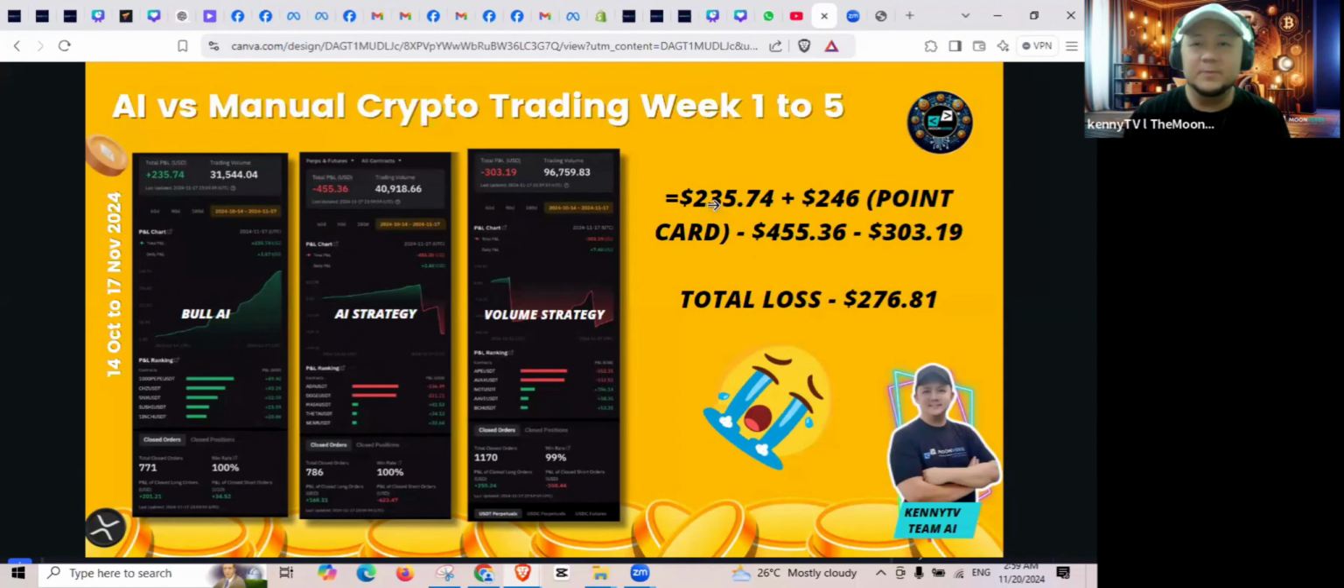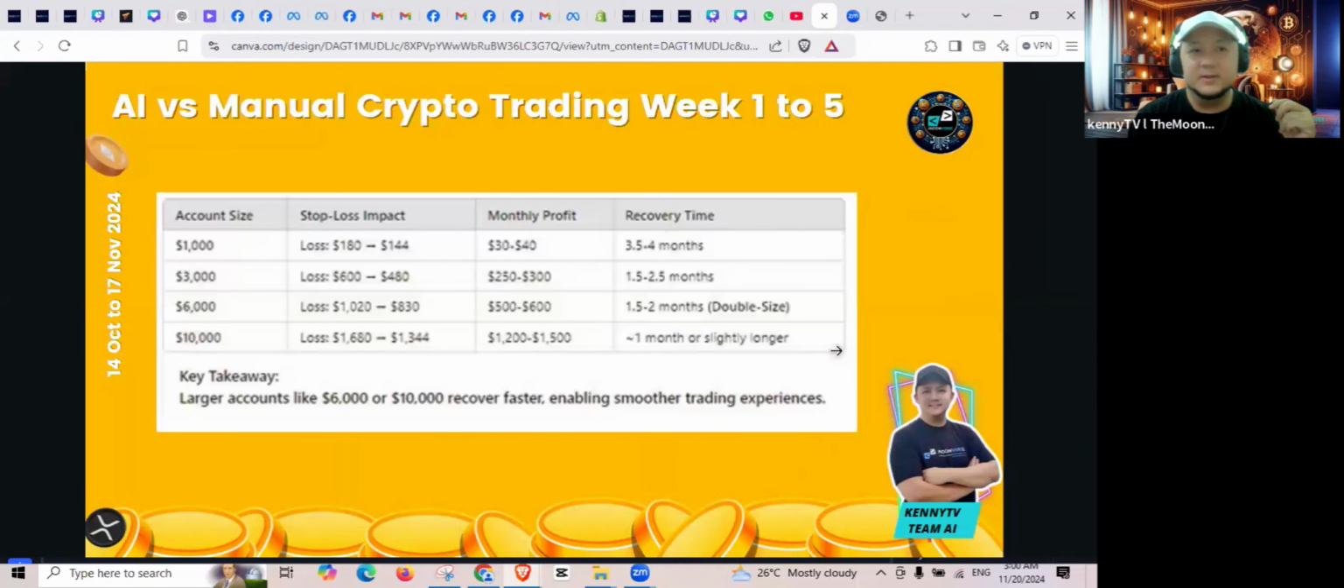You can see over here that I've tabulated the numbers already. In total we made 235 based on the Bybit account, because our AI is remote controlling a Bybit account. You can see the losses over here and on the other side. So this is the total losses over here. We minus off the point cut. Point cut means that if we hit stop loss and we follow the strategies, everything followed, then the system will compensate us 20% of the losses. So as a result, for weeks 1 to 5, a total loss of $276, which is pretty fast to recover because we have this number to show.